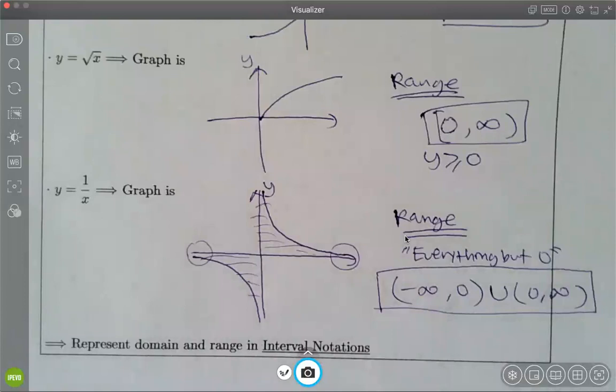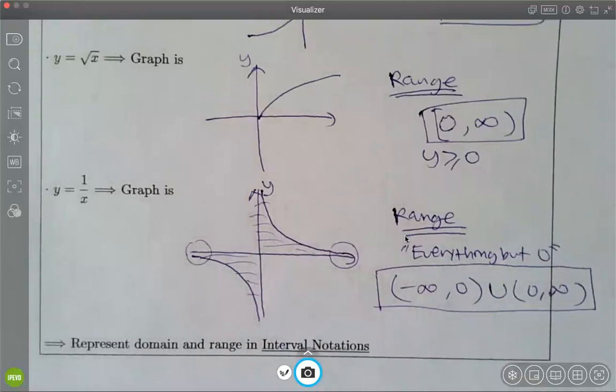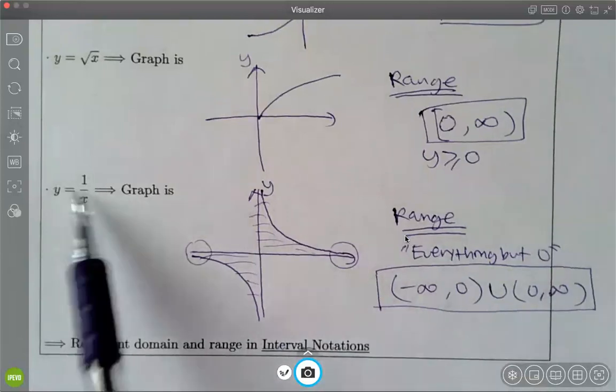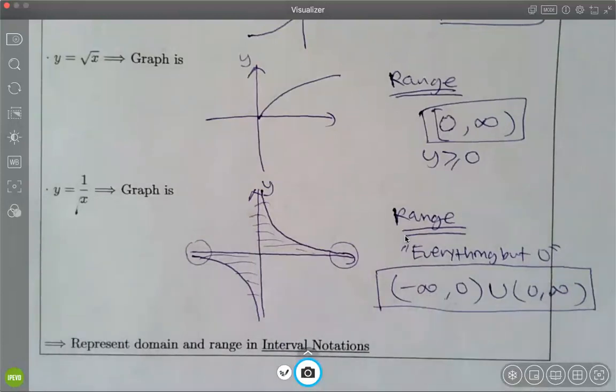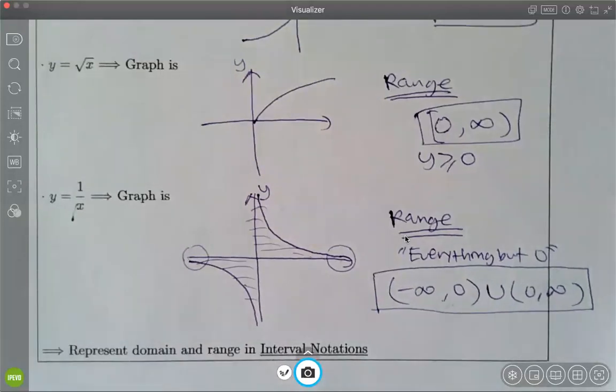Is there a name for this phenomenon? The graph approaches an axis, but it never touches it. And the answer is yes. The name is called asymptote. We will study that in section 3.5. I think that's part of exam 4. So it's coming later. But until then, you don't need to know the asymptote. But remember that 1 over x has the range everything but 0. Okay? So now let's put everything together and let's work on the problems.